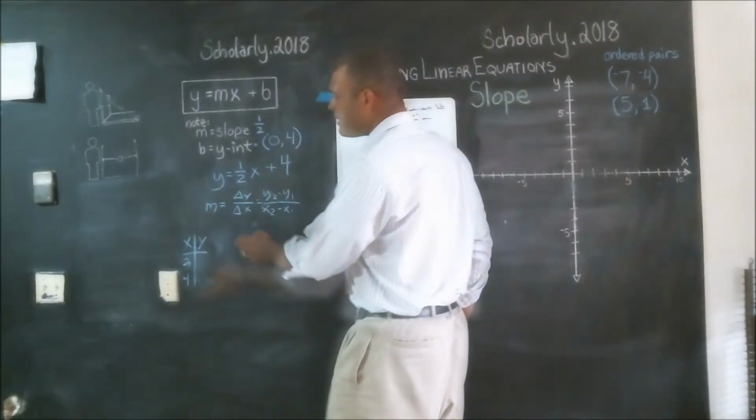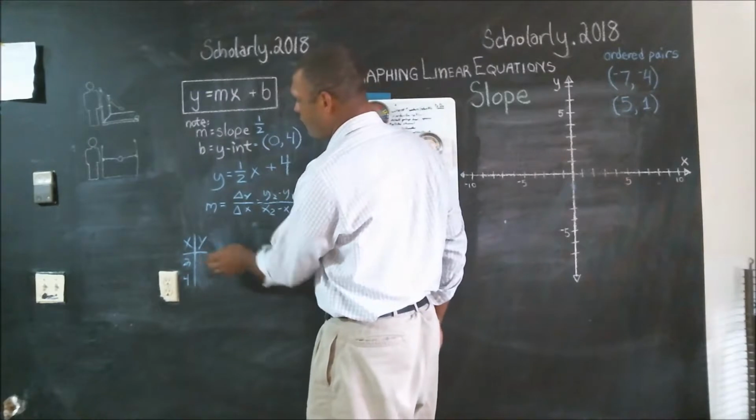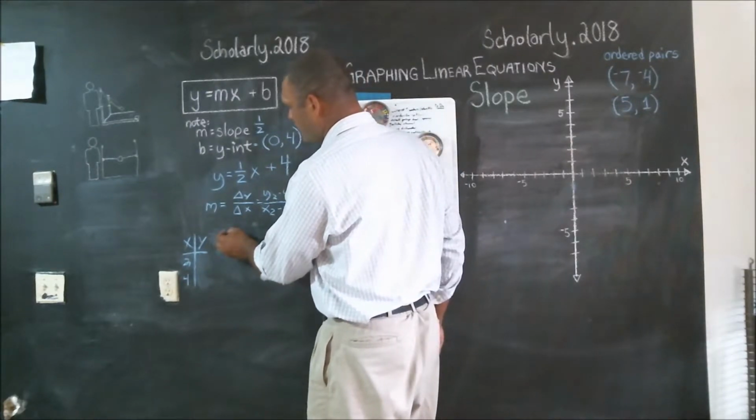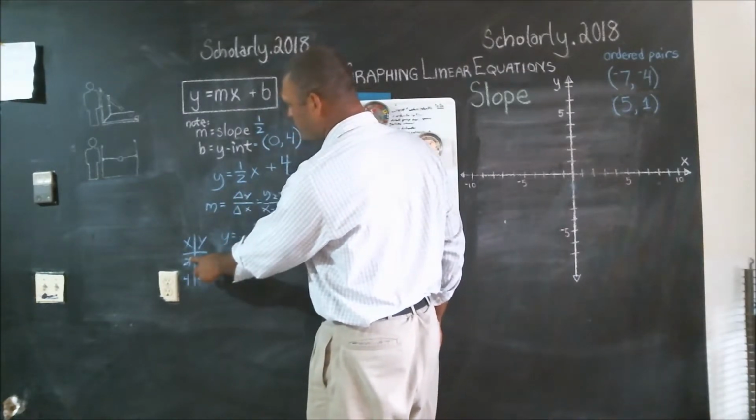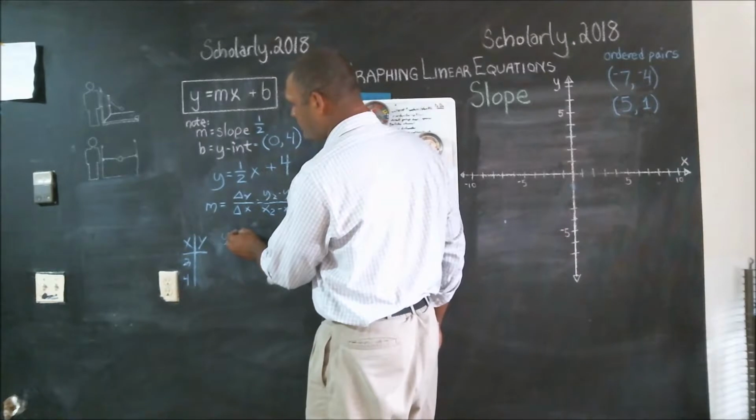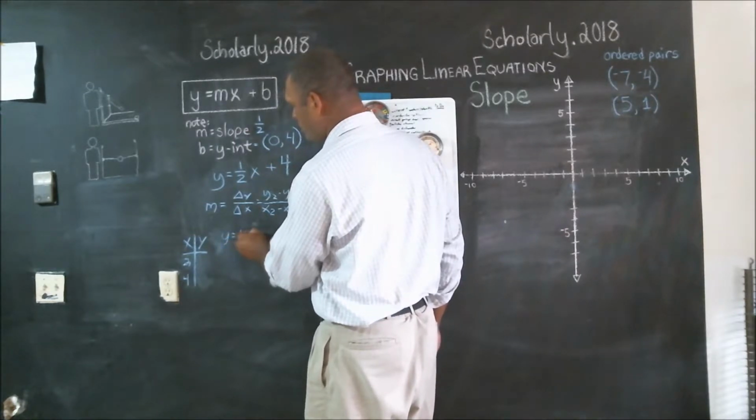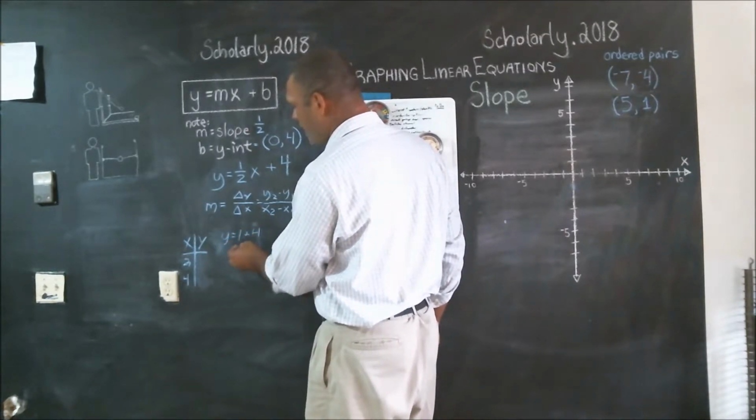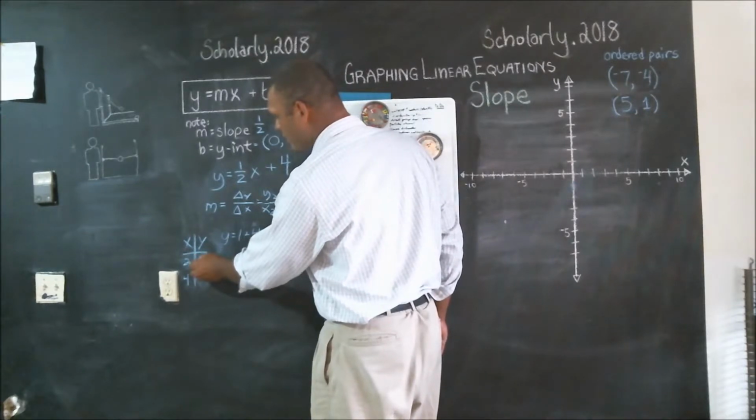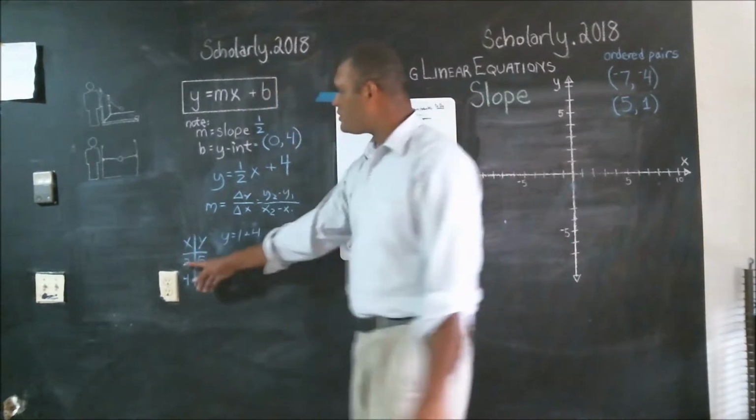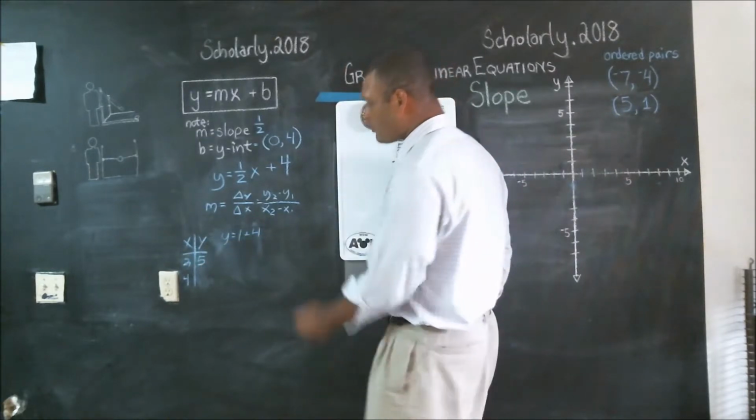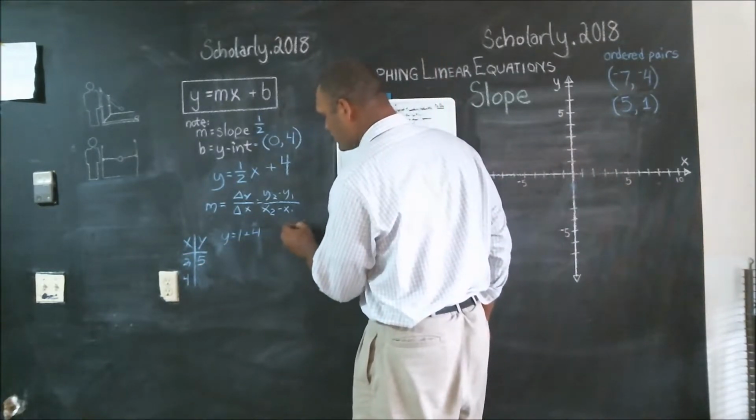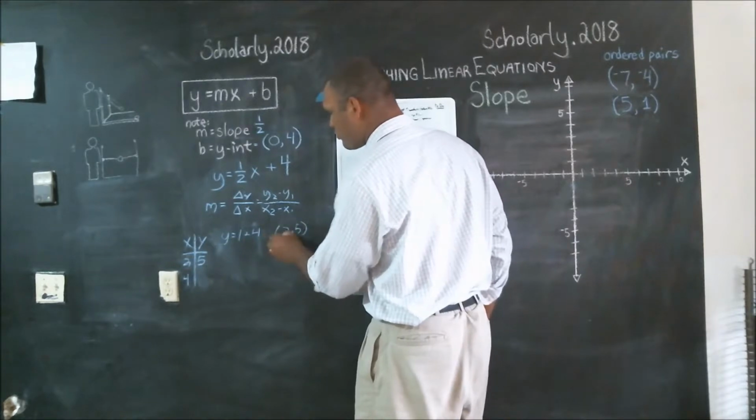So let's go ahead and plug this in to see what we have for our y value. We have y equals 1/2 x, that's 1/2 of 2. 1/2 of 2 is going to equal 1, plus 4. So we have y equals 5. So when x is 2, y is going to be 5. That's our first ordered pair, positive 2, 5. That's our first point on our graph.